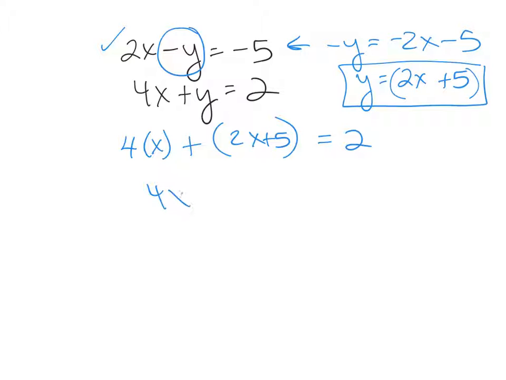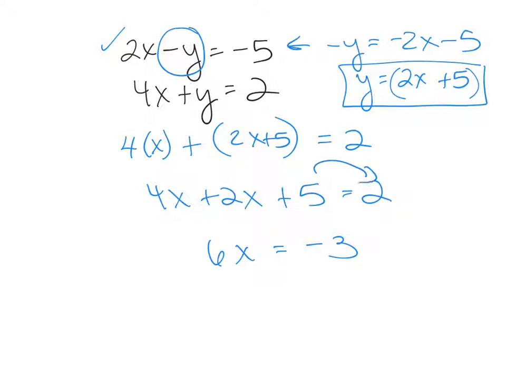You would have 4x plus 2x plus 5 equals 2. 6x equals -3, when you move the 5 over here as a negative. And x equals -1/2. If you put in -3 over 6, you get -1/2.